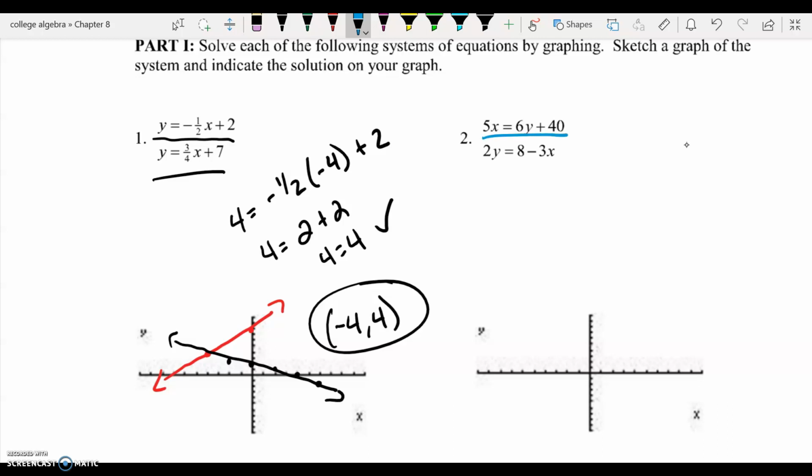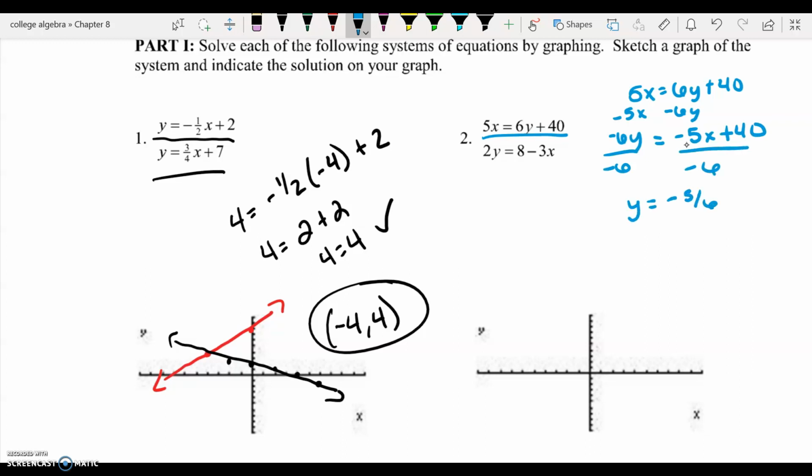So again, you're just going to convert them to y equals mx plus b and solve them. So this one I would subtract the 5x over, subtract my 6y over, and divide by -6. This one, all you have to do is divide by 2.